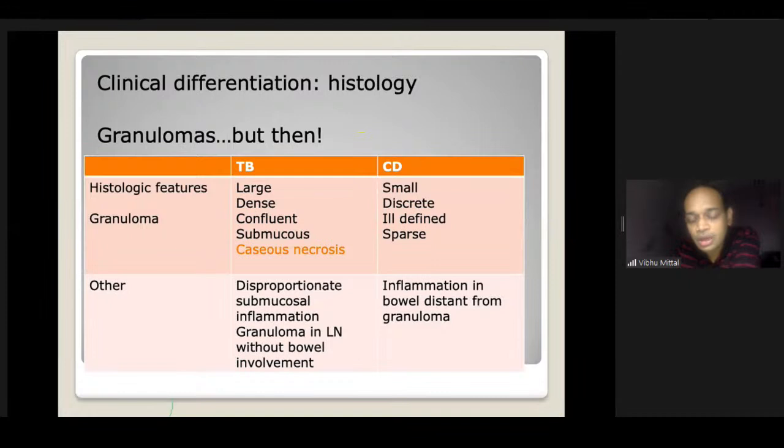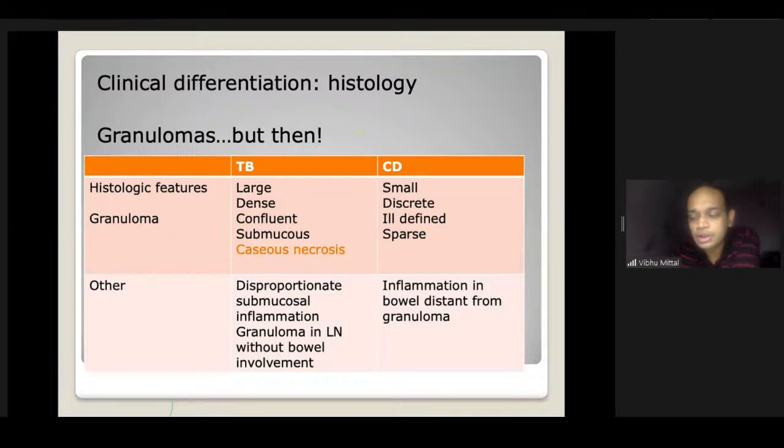There are other histology findings which point one way or the other. Disproportionate submucosal inflammation is seen in tuberculosis. Yes, granulomas in lymph nodes can be seen in both TB and Crohn's, but in tuberculosis you can have granulomas at places where bowel involvement was not there, which is not seen in Crohn's disease.